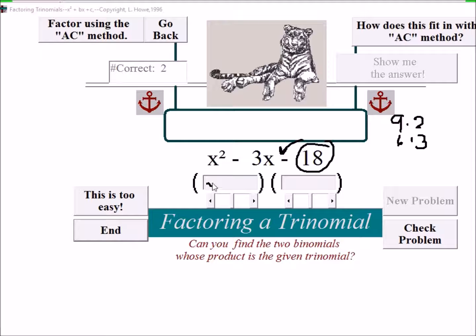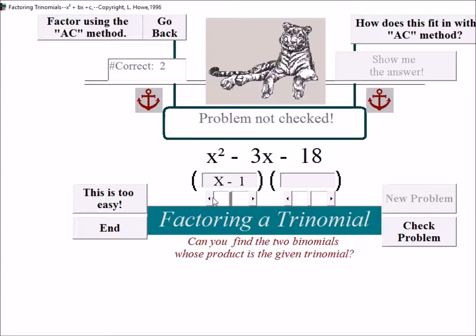It must be x and x, and the signs have to be different. So it's 6 and 3. In the battle for the middle sign, the negatives have to win. So the 6 would be negative and the 3 would be positive. And if we minimize, we can put x minus 6 and x plus 3.